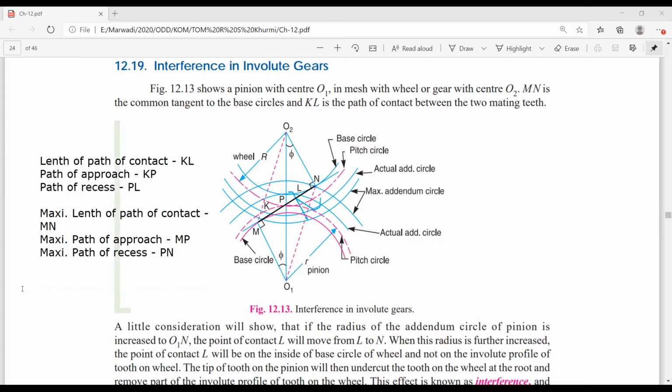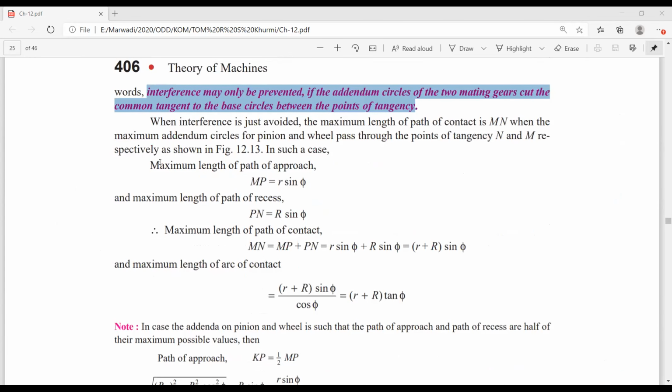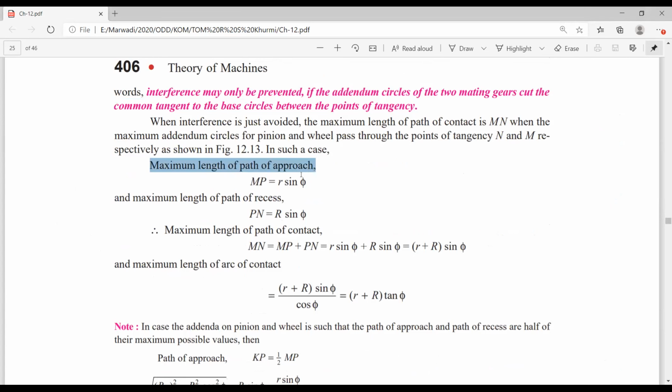What is the meaning of all these things? Any doubt? No doubt? Okay. So remember MP and PN, the maximum path of approach and path of recess. We have seen the equation also, but I am revising it because the previous lecture was some time ago. The maximum path of approach is MP, and MP is R sin phi. Why is it R sin phi? See the figure.